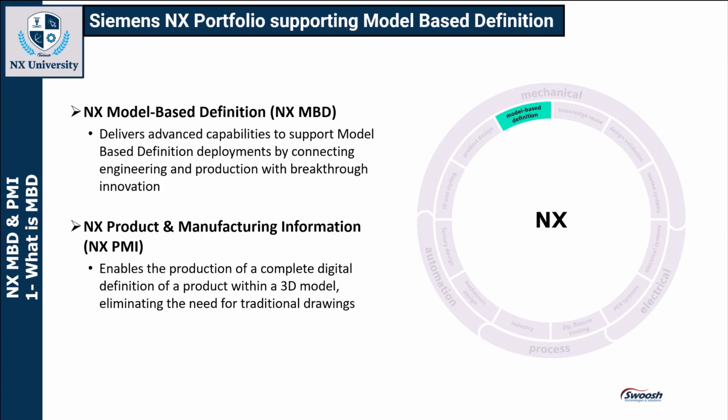with breakthrough innovations here. NX Product and Manufacturing Information, or NX PMI, is going to enable the production of a complete digital definition of a product within your 3D model and eliminates the need for traditional drawings here. Not to say you can't still create those traditional drawings, but you can create the embedded information on your physical models now, and that model becomes the source of truth.